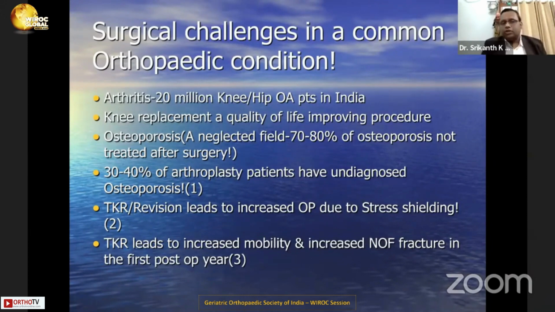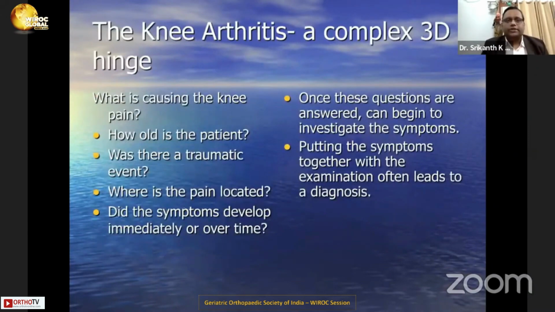And the recent publication also shows that total replacement and revision knee surgery lead to an increase in osteoporosis due to stress shielding due to the implant. And very interestingly, a recent paper showed that after knee replacement surgery, there's an increased mobility of the patient and there's increased neck of femur fracture in the first post-op year. So I think in the first post-op year, these patients should definitely be protected and some kind of osteoporotic cover should be given to these patients.